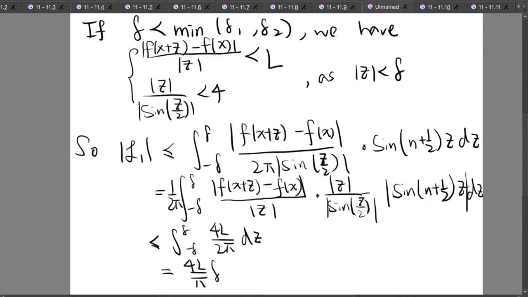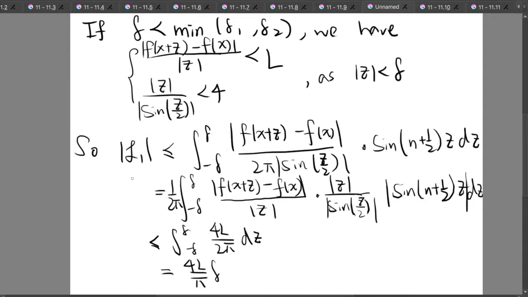So the absolute value of I1 should be smaller than or equal to the expression in the previous page. And if we multiply and divide by the absolute value of z, then we get this expression. And remember that from the first inequality, we know that the first expression here is smaller than L, while the second expression here is smaller than 4. So we know that it is smaller than or equal to the integral from negative delta up to delta of 4L over 2π dz. And if we integrate this explicitly, we get that it is equal to 4L over π times delta.